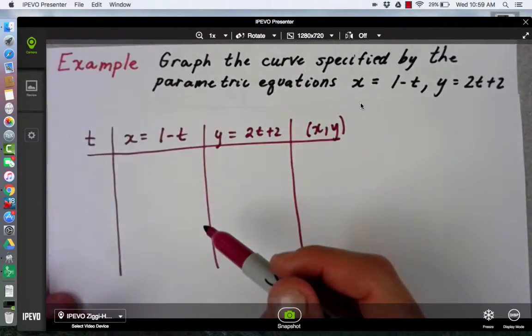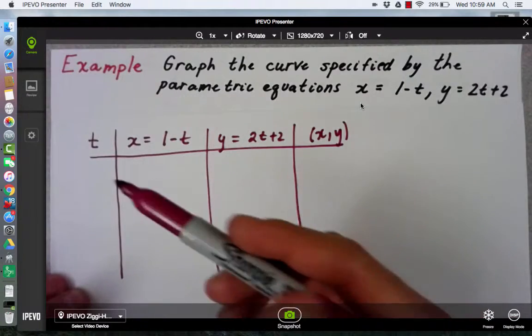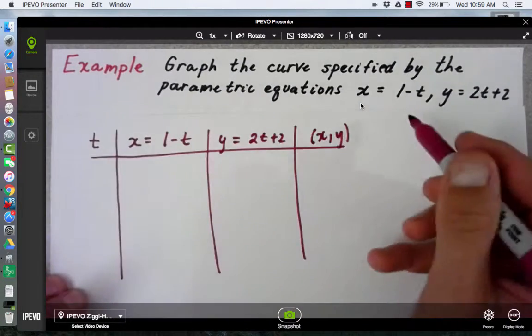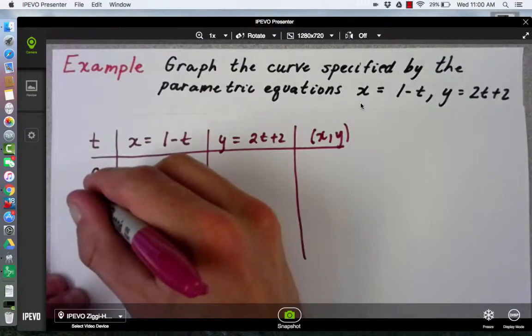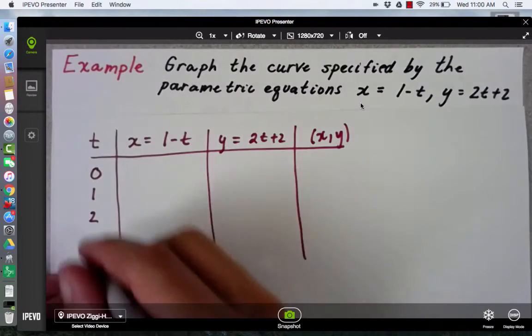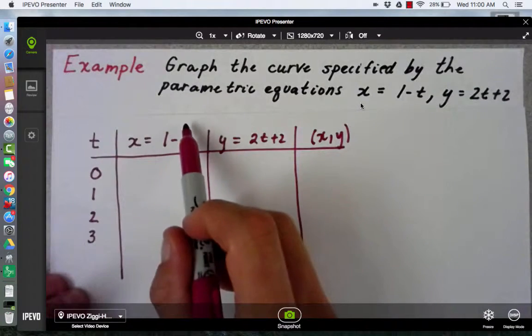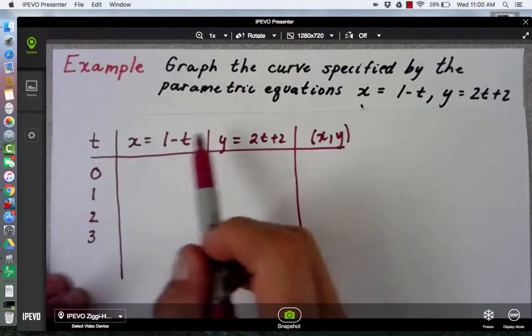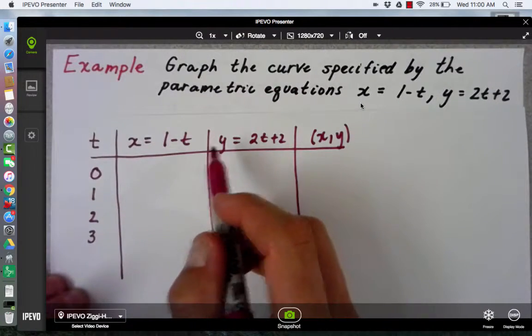I can pick some t values. Depending on if it's all real numbers or if you're dealing with time, but it's not specified here, so I can use any value I want. So I'm going to go 0, 1, 2, even 3. You plug all these t values in here and here to find out what x and y are. You're no longer given a specific number for x and y, you have to work for it.